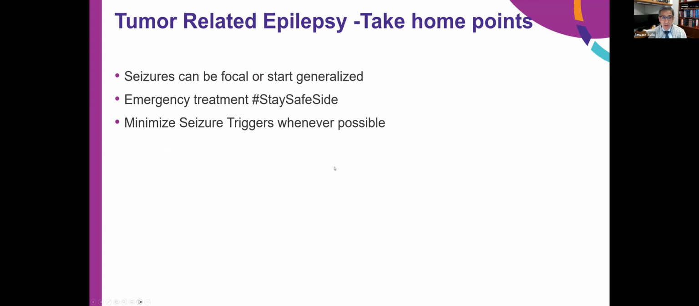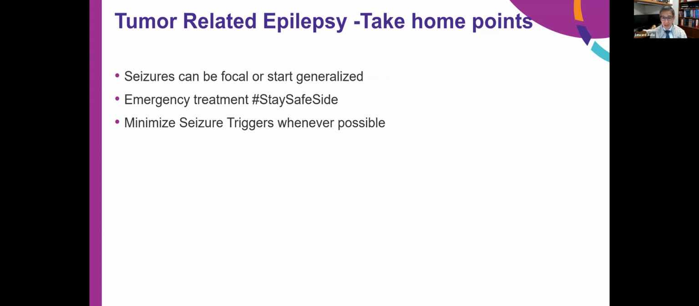So the take-home points here: seizures can be focal or they can start generalized depending on when you see the patient. For many patients with tumor-related epilepsy, the seizures are always going to be focal, so they start in one area of the brain. But for some, it can spread to both areas, causing a generalized seizure.